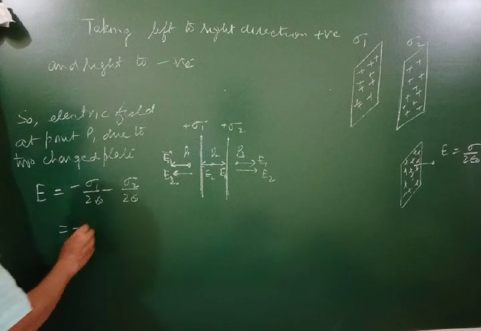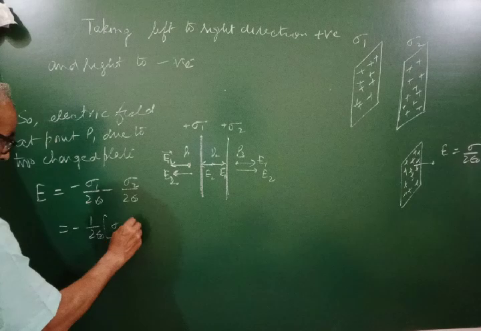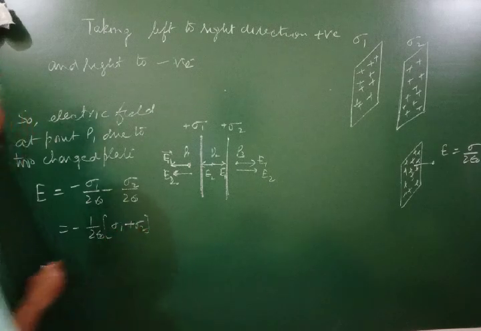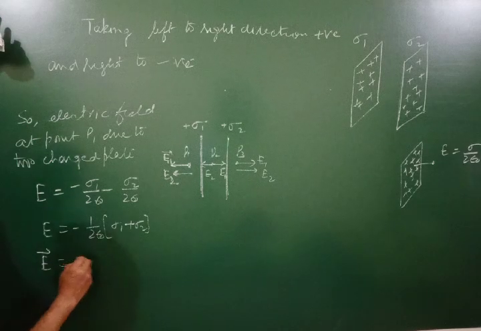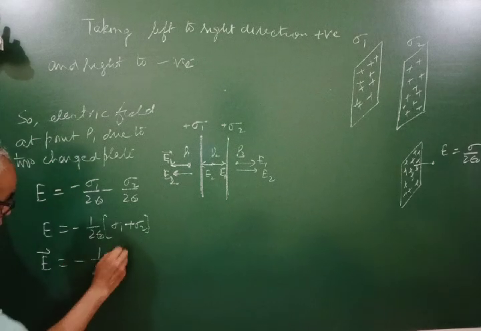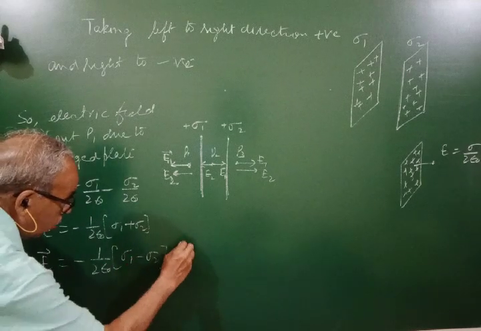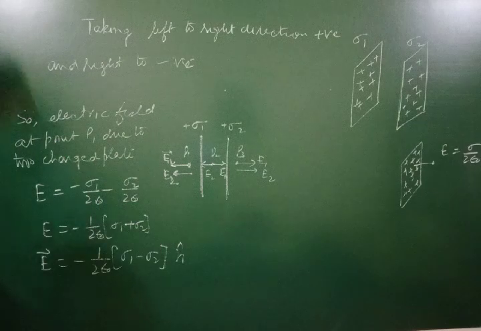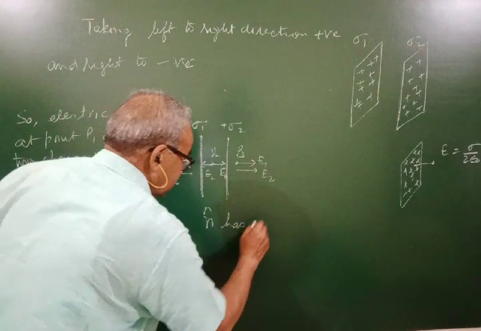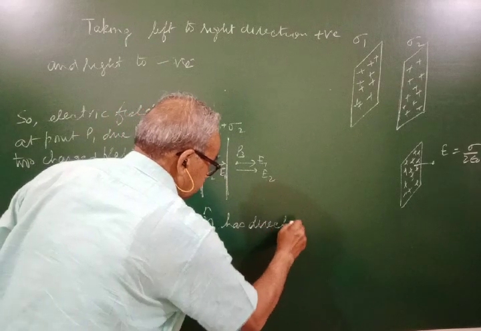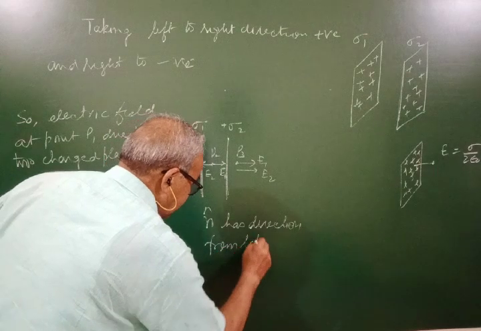Or minus 1 upon 2 epsilon 0 into sigma 1 plus sigma 2, the magnitude. If you want to write it in vector form, then E vector is equal to minus 1 upon 2 epsilon 0 into sigma 1 plus sigma 2 times n cap, where n cap is a unit vector whose direction is from left to right.